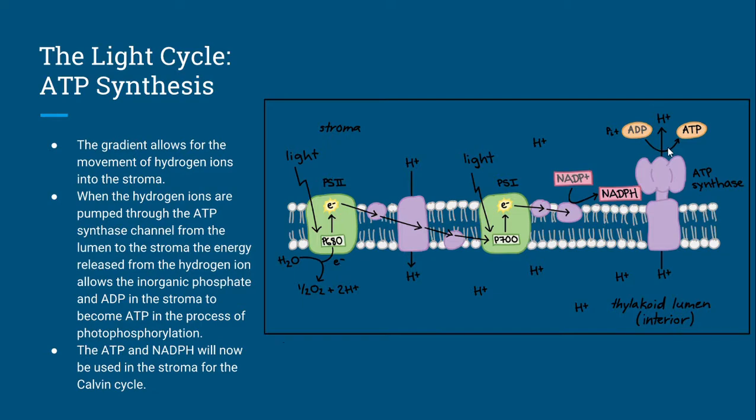When the hydrogen ions are pumped through the ATP synthase channel from the lumen to the stroma, the energy in the process from the hydrogen ion allows the inorganic phosphate and ADP in the stroma to become ATP in the process of photophosphorylation. The ATP and NADPH will now be used in the stroma for the Calvin cycle.